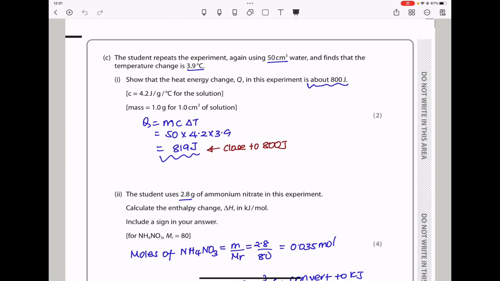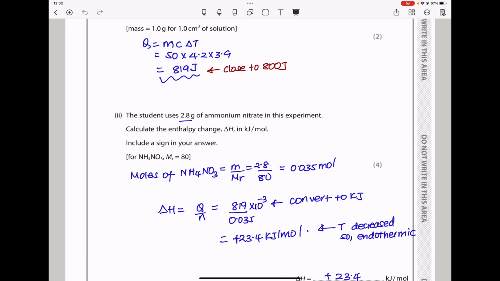Moving on. In part C, the student repeats the experiment again using 50 centimeters cubed of water and finds that the temperature change is 3.9 degrees Celsius. Show that the heat energy change Q in this experiment is about 800 joules. They've given us the specific heat capacity, and they've given us that 1 gram is 1 centimeter cubed. So Q is mc delta T. The mass is going to correspond to the volume of water because the density is 1 gram per centimeter cubed. So 50 times the specific heat capacity, which is 4.2, times the delta T, which is 3.9, gives us 819 joules. And this is close to 800 joules.